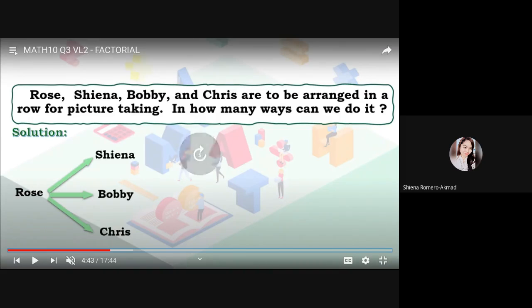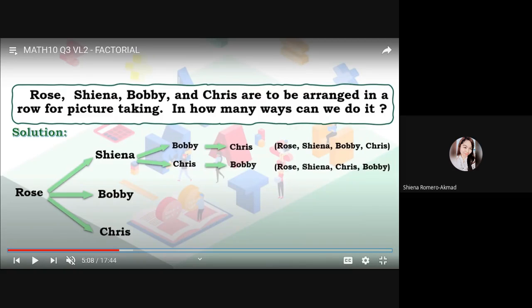O kunwari si Sheena pinili ko, syempre ang natitira na lang choice para sa pangatlong posisyon ay si Bobby and si Chris. And then if I choose Bobby, then the last position would be Chris and it will give us this arrangement: Rose, Sheena, Bobby, Chris. And what if I want Rose in the first position, I put Sheena in the second, and Chris in the third, of course, Bobby is last. So we have this arrangement: Rose, Sheena, Chris, Bobby.